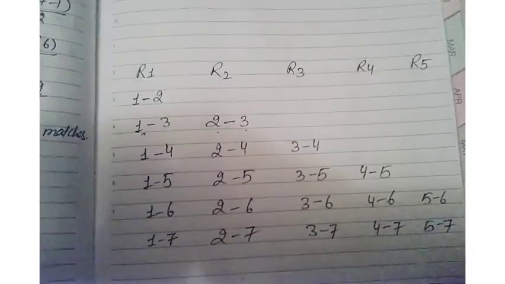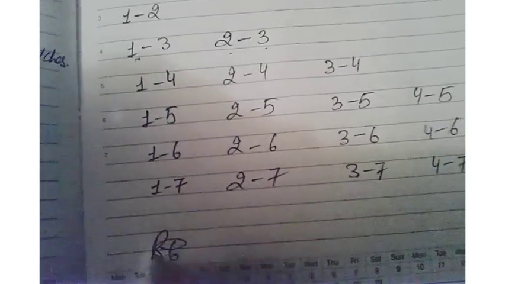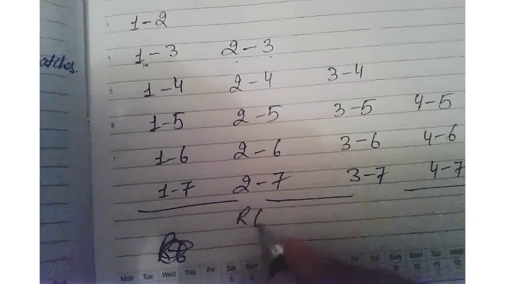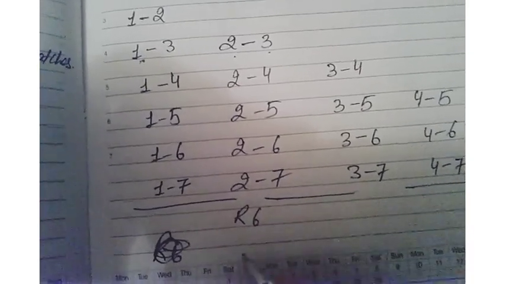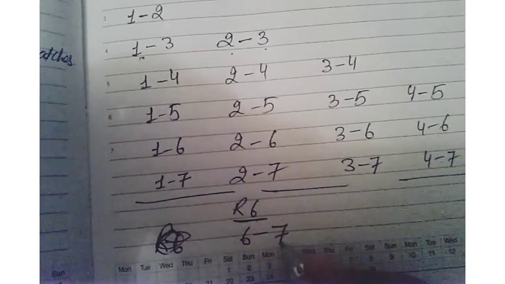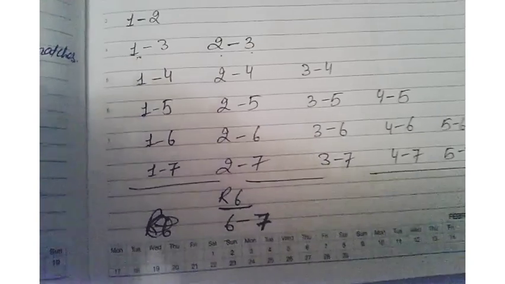So we are not left with enough space here in our notebook, so I will write it below there, round number 6, right? So in the sixth round there will be only one match, and that too will be between 6 and 7 only.